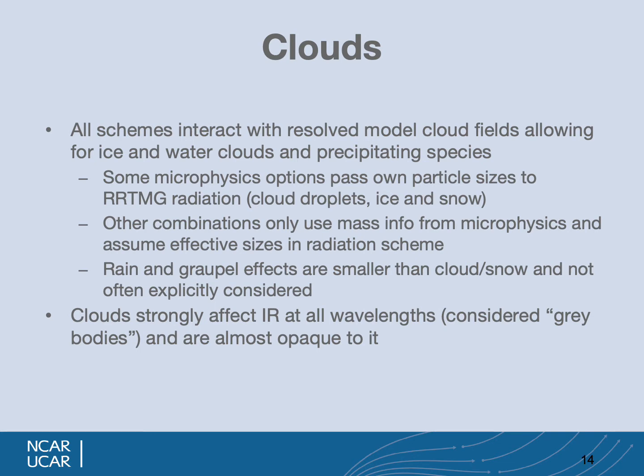Other combinations of microphysics and radiation only use the mass information from the microphysics, because the radiation is able to compute or make an estimation of the particle sizes for itself when they're not provided. Rain and Graupel are much larger particles and per unit mass have very little radiative effect, so most schemes tend to ignore the radiative contribution of Rain and Graupel.